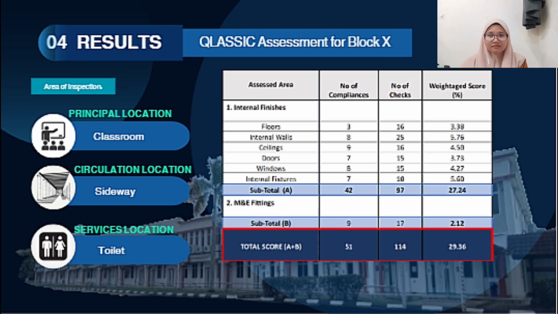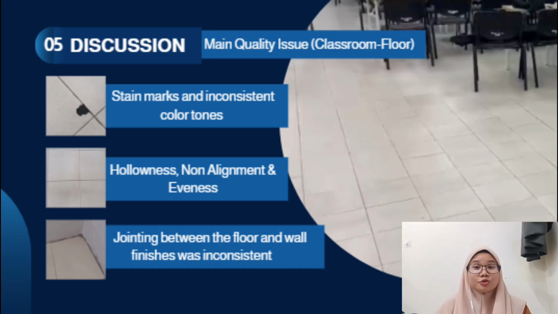For the assessment result, from the inspection, we found that there were 55 compliant checks out of 114 total checks. The weightage score for internal finishes was 27.24%, and for M&E fittings it was 2.12%. The overall quality score for Block X was 29.36%. Now let's move to the discussion part.